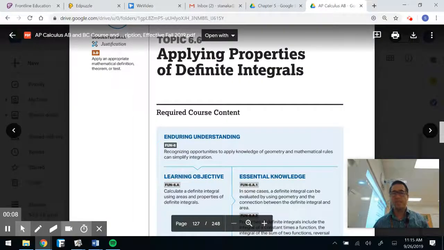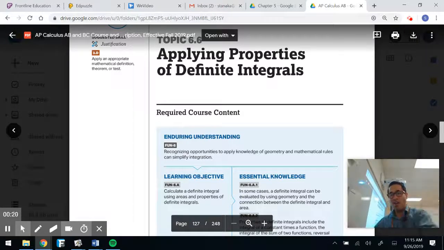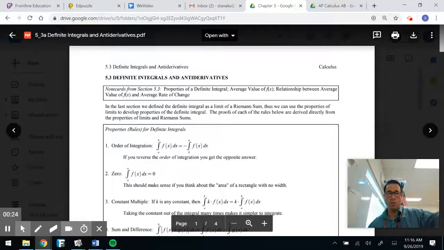Topic 6.6, applying properties of definite integrals, and we're going to define what a definite integral is in this section in relationship to a Riemann sum and limits. So really good, fun stuff, right? All right, let's roll.